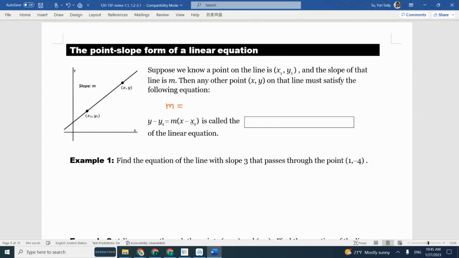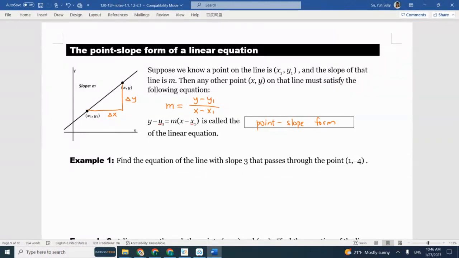That is because how do we compute the slope? Well, slope is change of y over change of x. And change of y in this case is y minus y1. And change of x in this case is x minus x1. And then you multiply both sides by x minus x1. This is how you get the point slope form. Yes, everybody? So this is the point slope form of the linear equation.